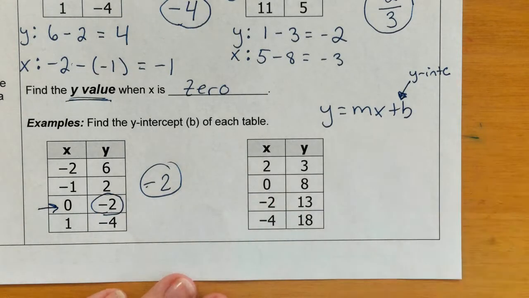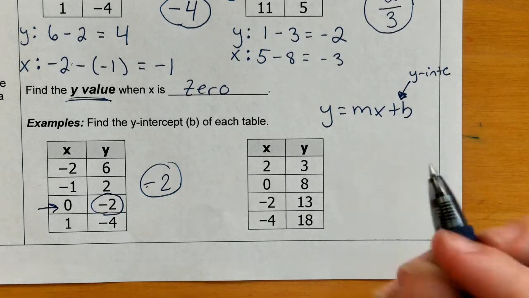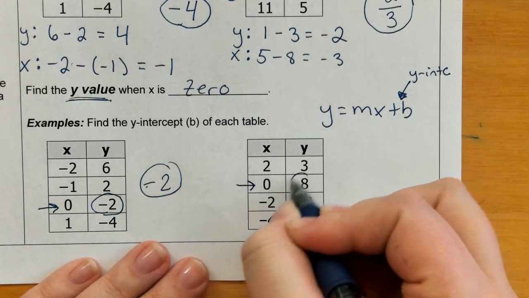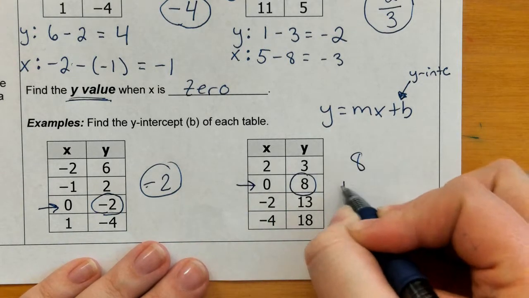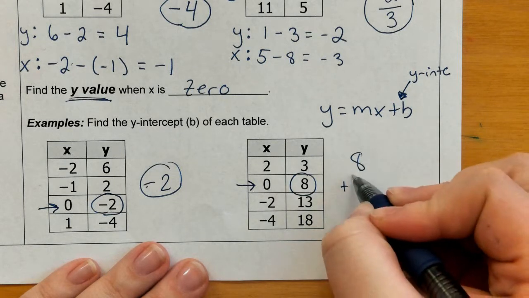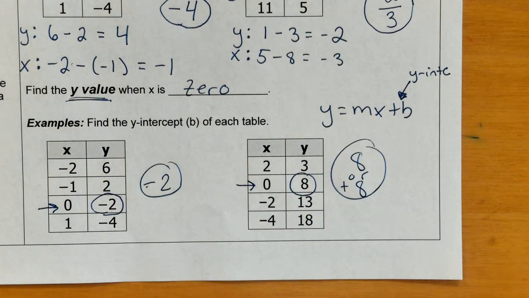Again, see if you can find it. If you picked 8, you are right on track. So you could write 8 or plus 8, whichever your preference is. And so that's how you find the y-intercept from a table.